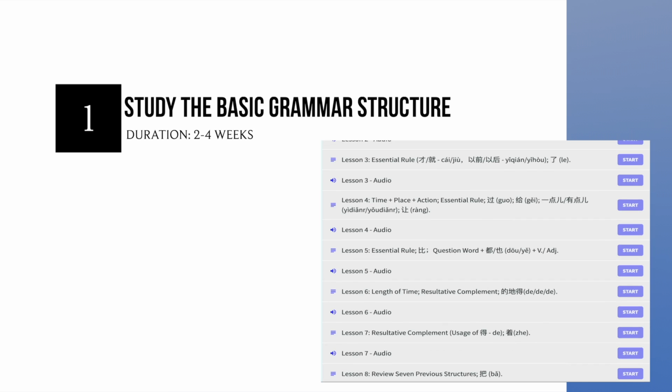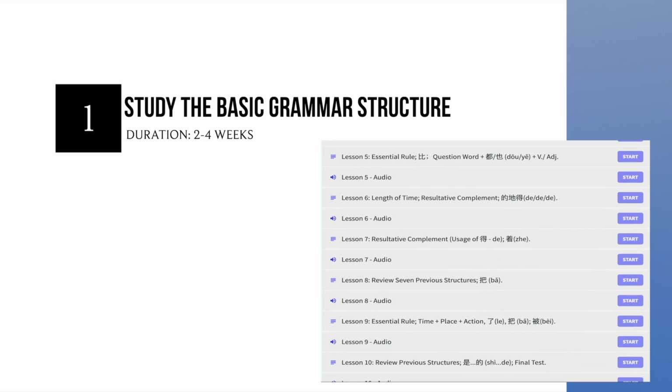This method includes 3 steps. First, study the basic Chinese grammar thoroughly, which, like I just mentioned, is super easy. I could even summarize the main idea of Chinese grammar within 1 minute. Ready? If not, consider a few exceptions.